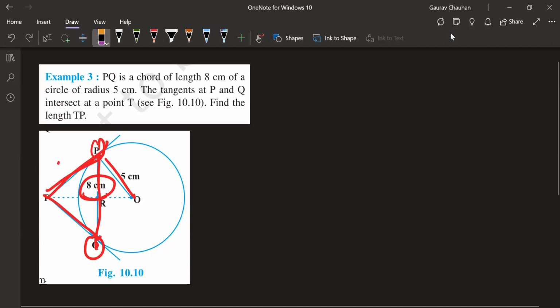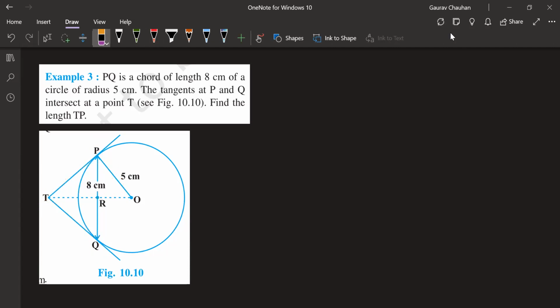Now, there are a couple of ways to approach this question. We are going to approach it more algebraically, by using the Pythagoras theorem. But before we do that, we'll have to establish something right here. Let me just tell you at the outset that there is another way of doing it using similar triangles. You can refer to the book for that method.